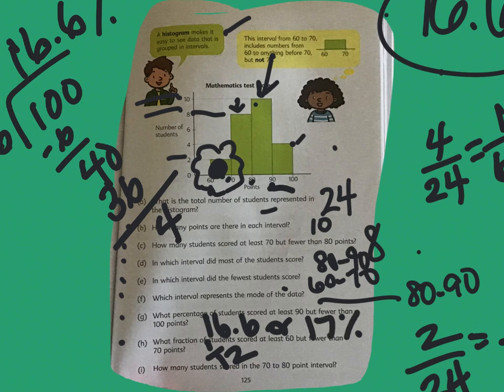How many students scored in the 70 to 80 point interval? How many students? So between 70 and 80, looks like 8.